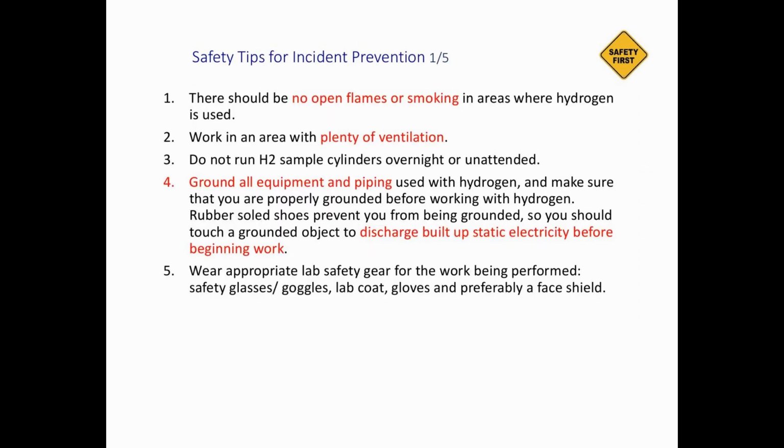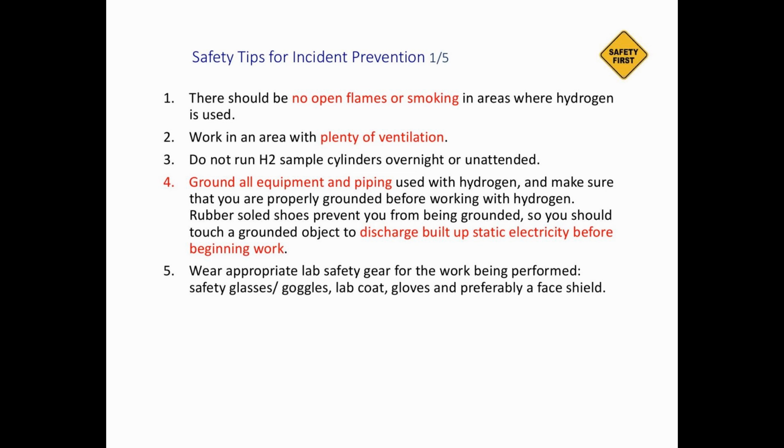Safety tips you can use in your safety training as well. Safety tips for incident prevention for hydrogen hazards. No open flame or smoking in the area when hydrogen is in use. Work in an area of plenty of ventilation. If you work in a confined space, you need to make sure you have good ventilation. If there is hydrogen, you don't vent the hydrogen directly in your laboratory. You should have a vent line. If not, then you need to ask your supervisor, your branch manager.